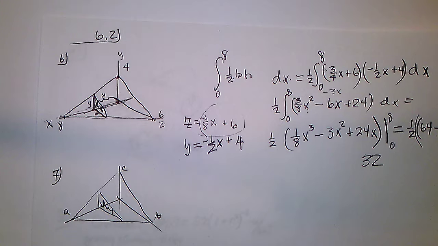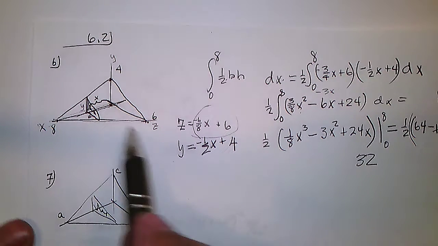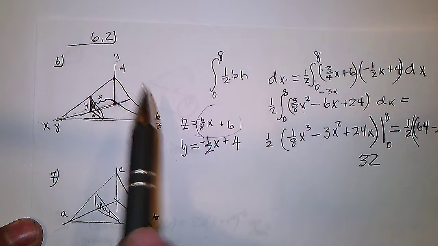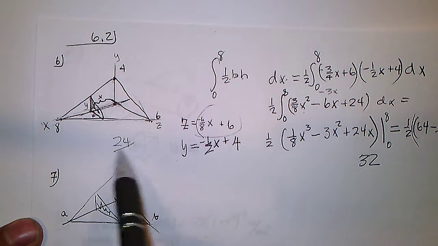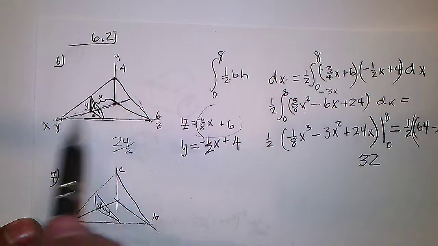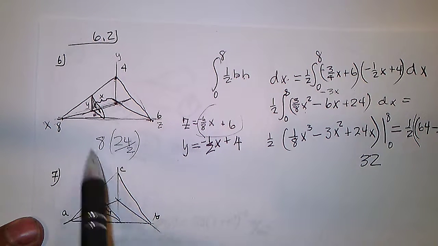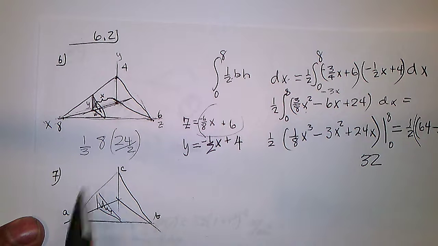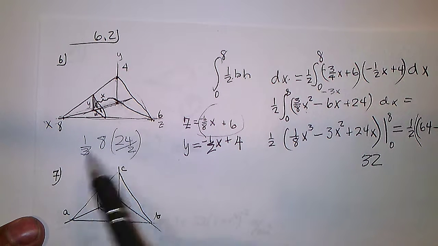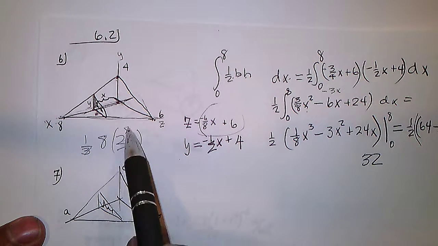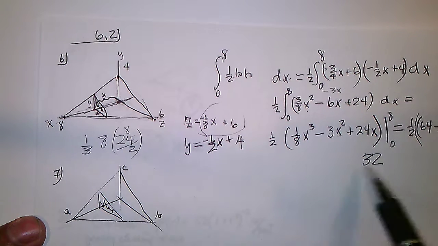Let's see if that's right. This is basically a pyramid, so you take the area of the base, which is 4 times 6, 24, cut it in half, that's 12, times the height, 8, and then for a pyramid, you do 1/3. So 3 goes into 24, 8 times 8 is 64, divided by 2, 32.